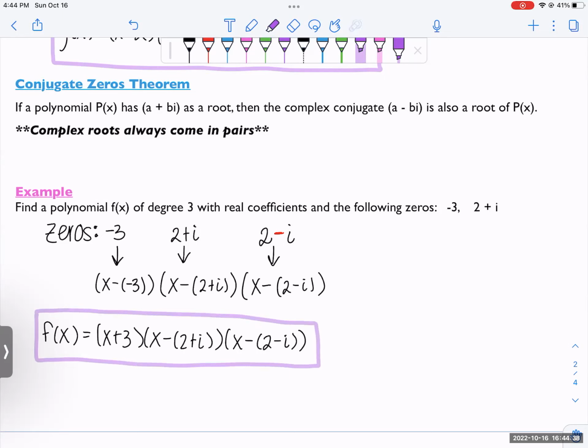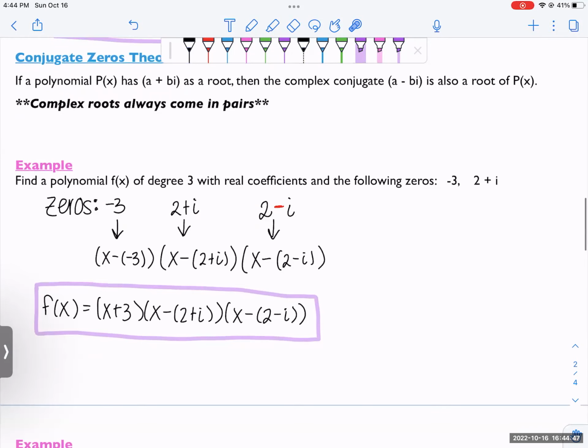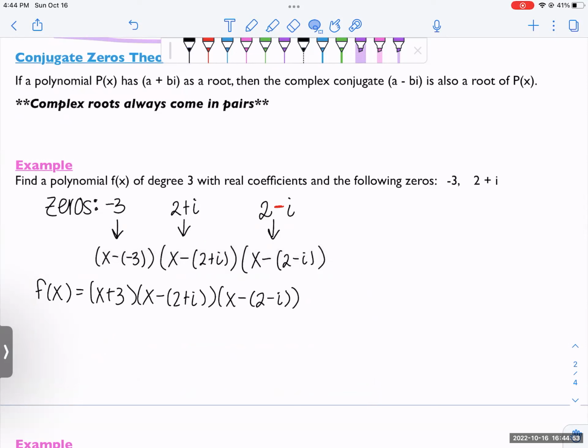We were told two of the zeros, then we use the complex conjugate to find the next one. Then you just have to write it as a, well, you know what? I actually think this problem on ALEKS makes you multiply it out. So if it makes you multiply it out, why don't we multiply it out? Let's multiply it out, just for fun. Pause the recording, hold on.